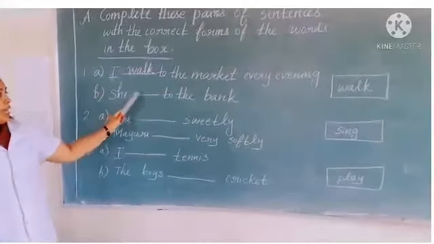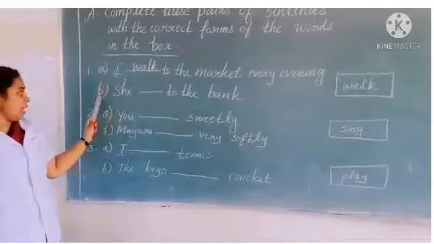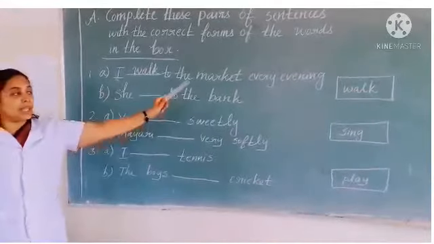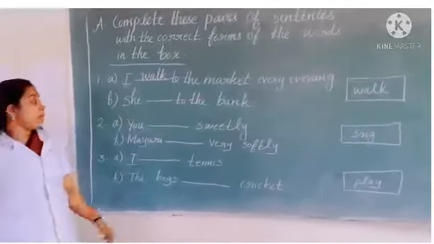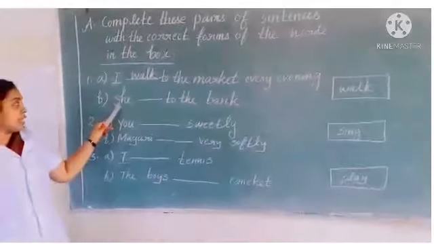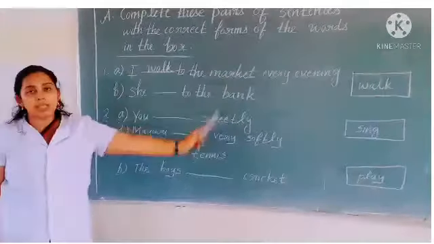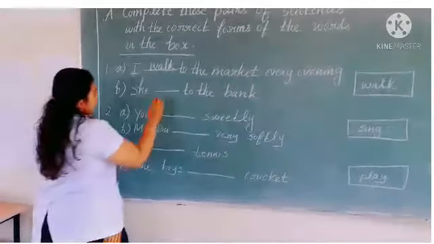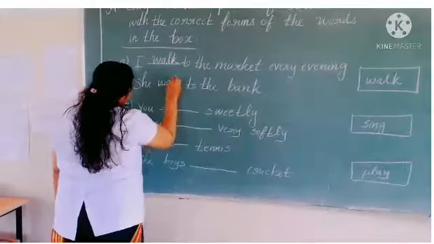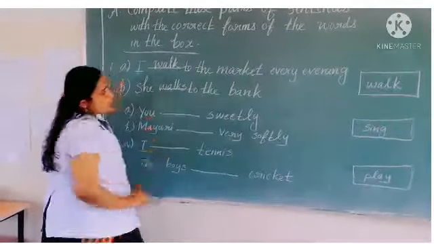Second one, B, she dashed to the bank. The given word is walk. Here which is a noun? Yes, she is a noun. She is singular. We add s with the verb. So we can write the word walks. She walks to the bank.